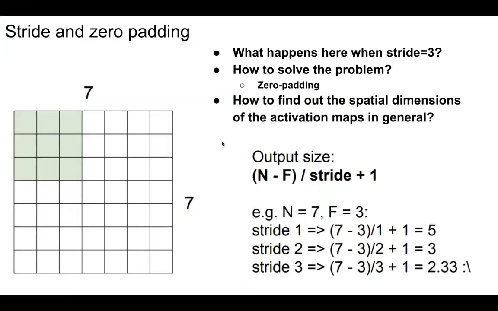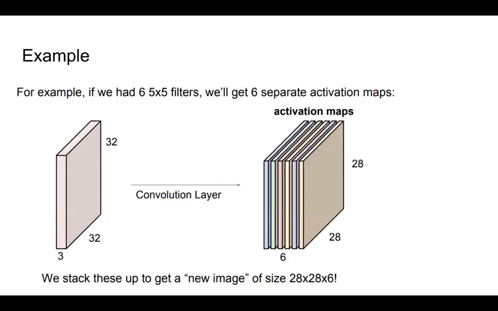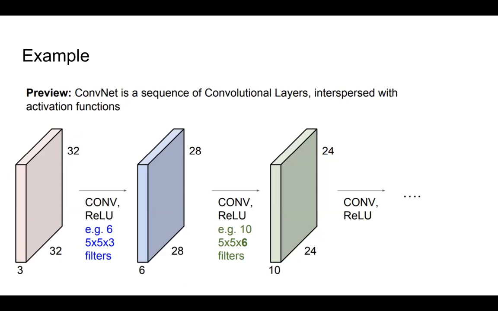Okay. So this is the operation of convolution that gives out activation maps. If we have, let's say, n filters, we'll get an activation map of size n cross 28 cross 28. When we say the term convnet, it's a sequence of convolutional layers. We had an image of 32 cross 32 cross 3. We applied 6 convolution filters and get a 28 cross 28 cross 6. And then we applied 10 convolutional filters of size 5 cross 5 cross 6.